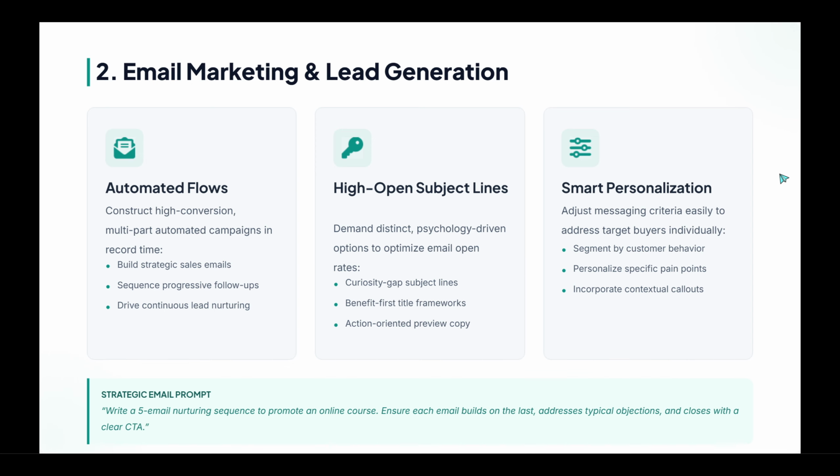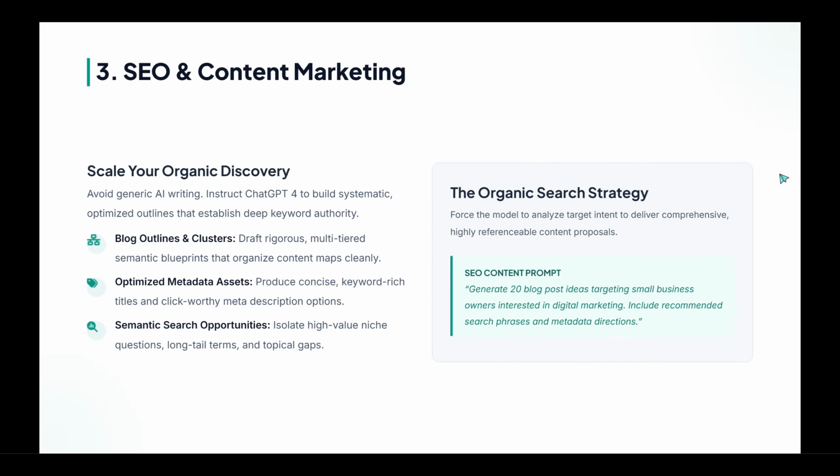For SEO and content marketing, lean on ChatGPT to brainstorm topics, build article outlines, and craft SEO-friendly titles and meta descriptions. A solid starting point is, generate 20 blog post ideas targeting small business owners interested in digital marketing. From there, ask for a prioritized list with short rationales, recommended keywords, and an outline for the top 2 ideas. When you're ready to draft, have ChatGPT expand each section, keeping the structure tight and the formatting clean so long-form content gets produced faster without losing clarity.